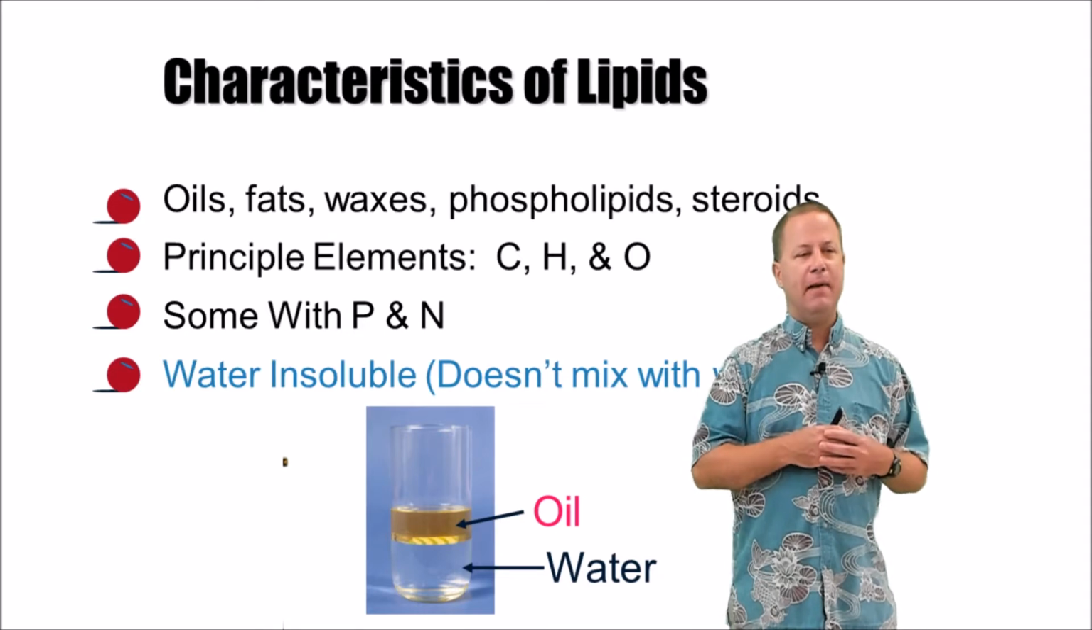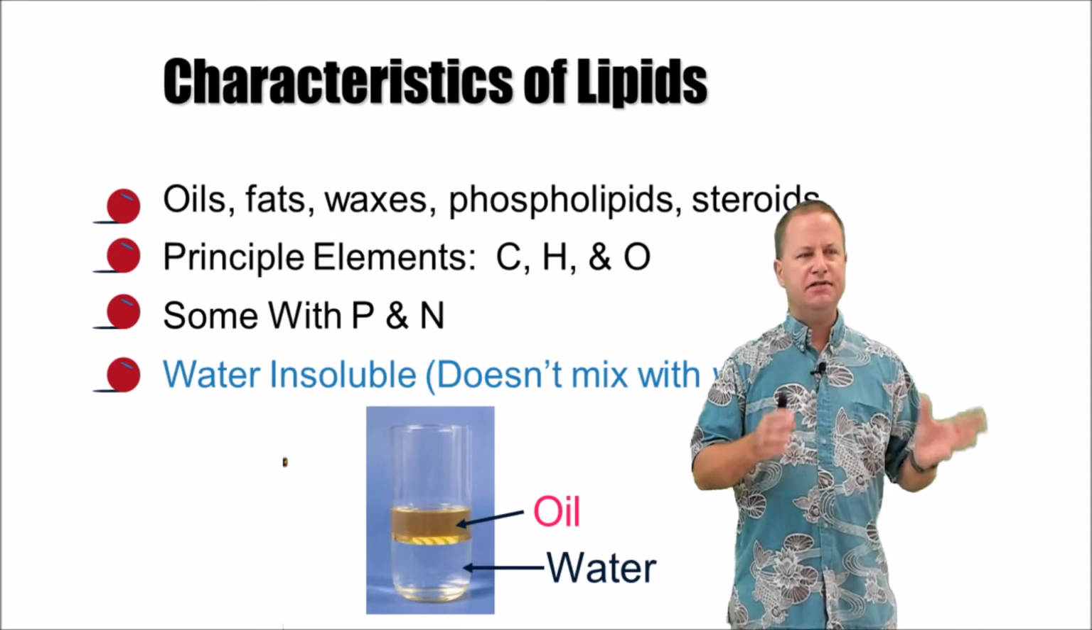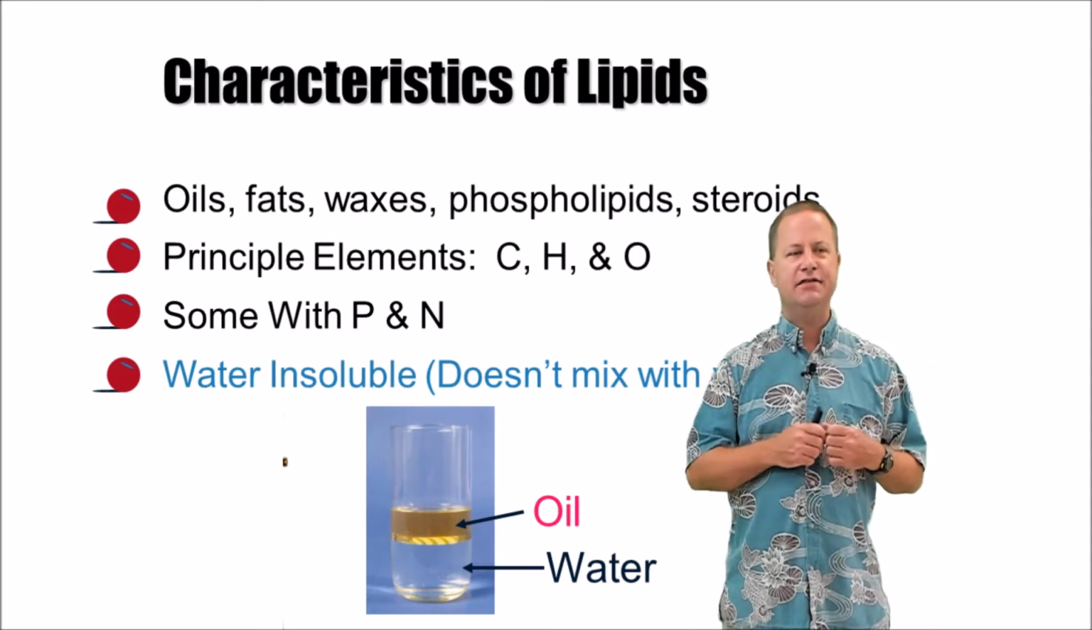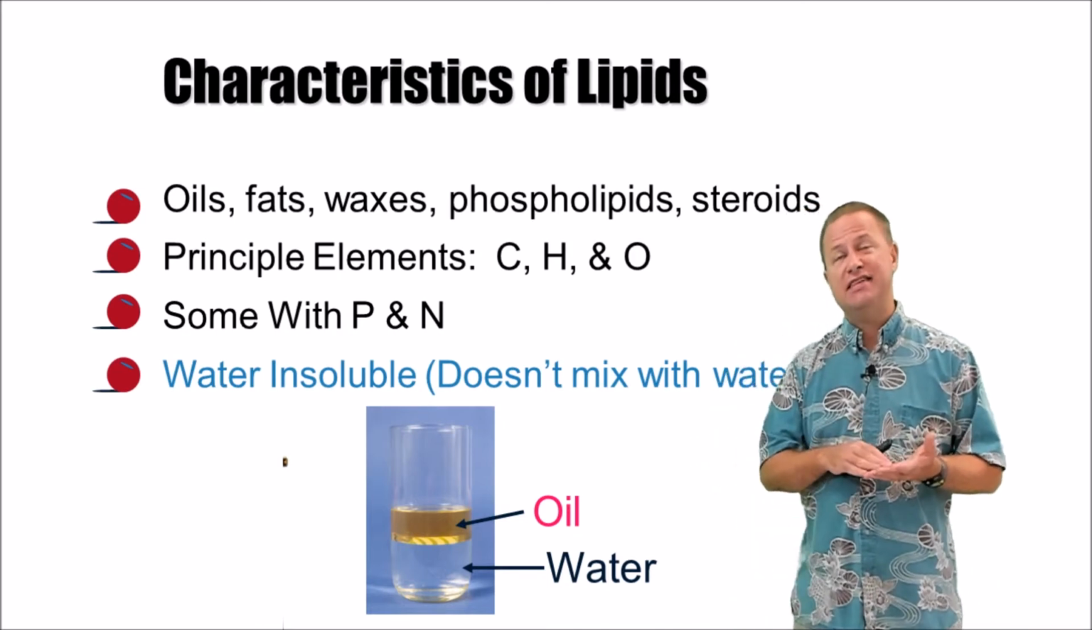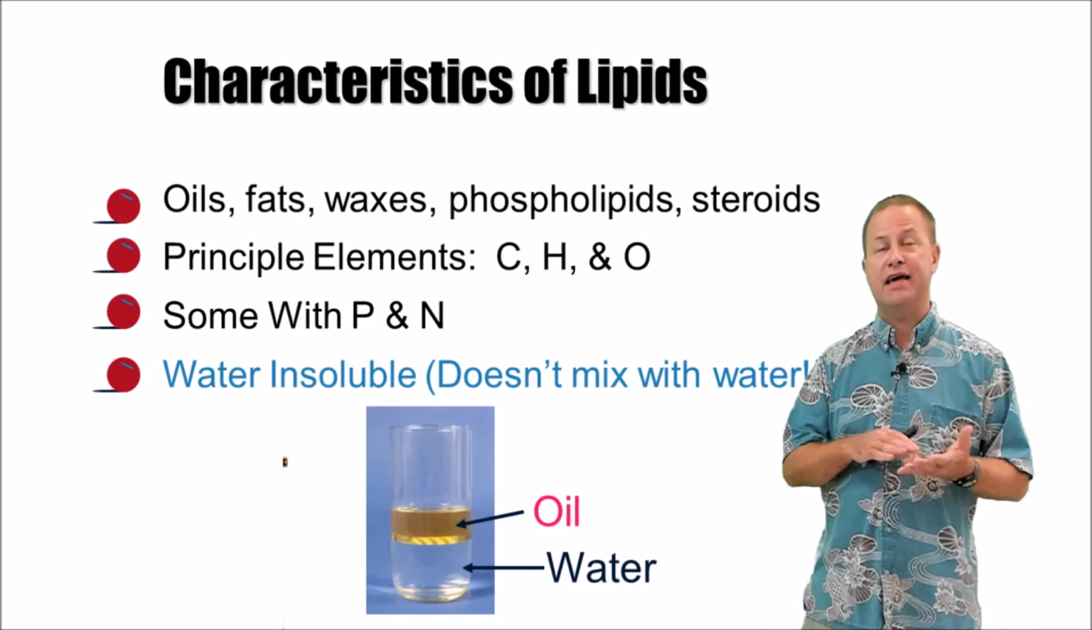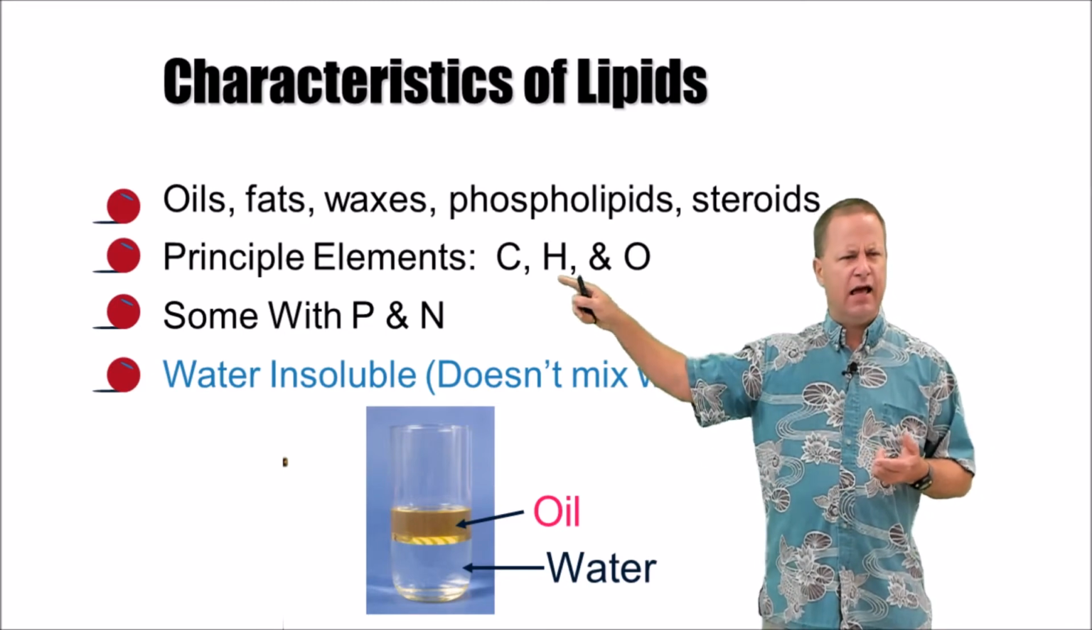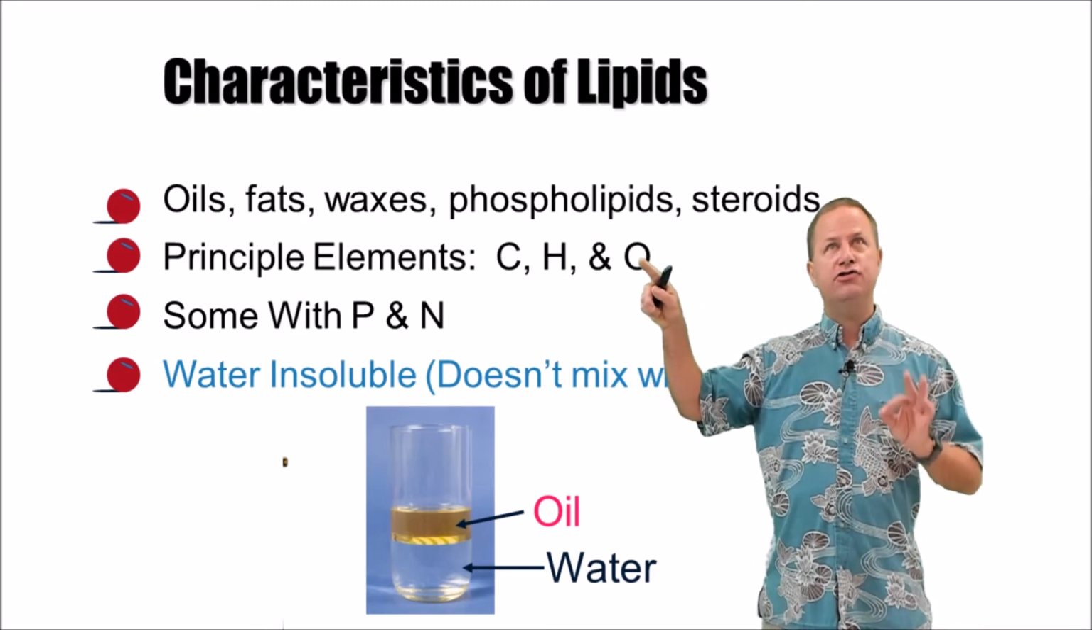Okay, our next group of macromolecules are the lipids. Lipids include things like oils, fats, waxes, phospholipids, and steroids. The elements involved are the same ones that were involved with carbohydrates, that is carbon, hydrogen, and oxygen. But the ratios are a little bit different.